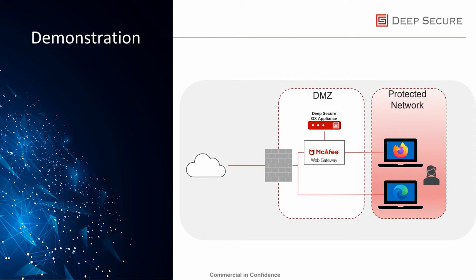This demonstration shows the integration of threat removal with McAfee Web Gateway using a Deep Secure GX appliance. As users browse the internet, content is passed to GX from the Web Gateway, which uses threat removal to ensure it is clean and safe for users to interact with. In the demonstration, there are two browsers running. Microsoft Edge goes straight to the internet, and Mozilla Firefox goes via McAfee Web Gateway and Deep Secure GX.